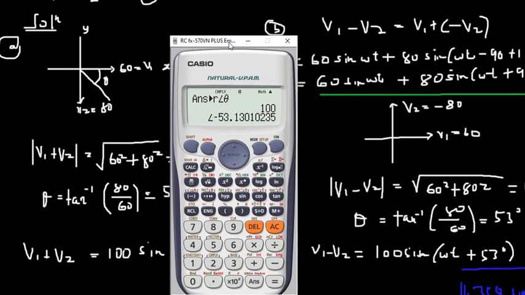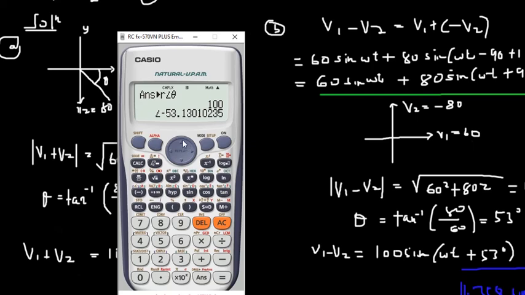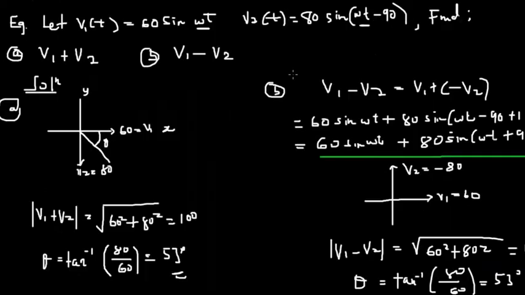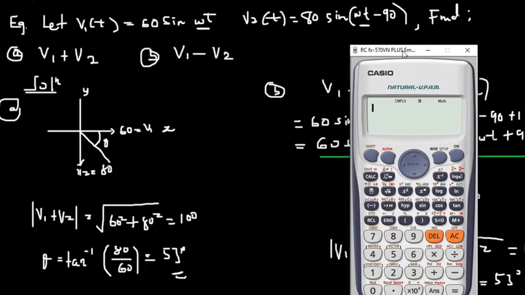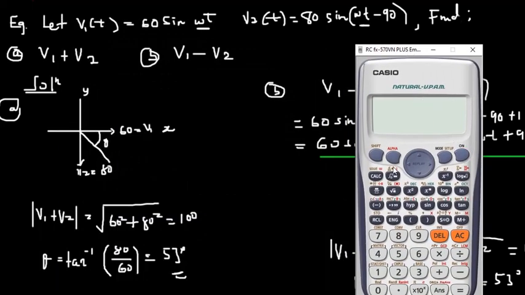Now let's try solving for b. For b the same thing applies, that's v1 minus v2. Let's try solving that. You could notice that this is quite straightforward and very simple. You could do this in less than 60 seconds.